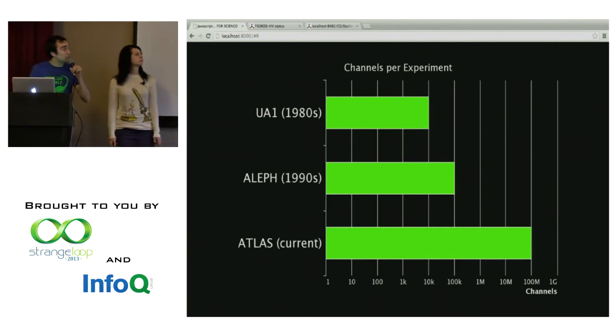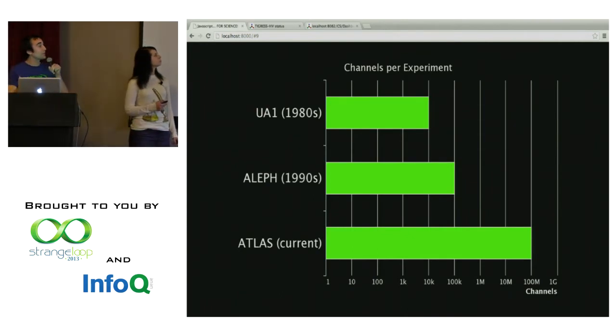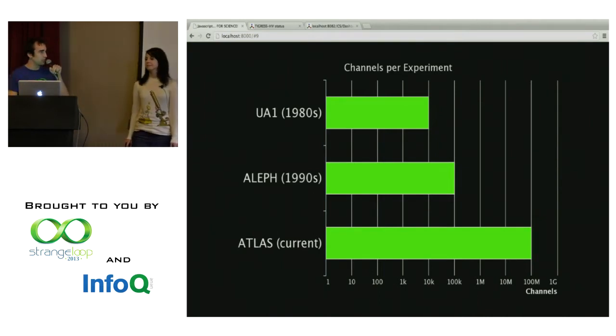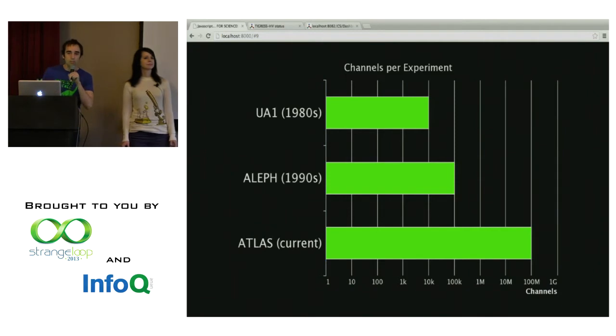What I have here is the number of data collecting sensors per experiment in CERN's big flagship experiments over the past 30 years. So in the early 1980s, we had an experiment called UA1, and there were maybe 10,000 data collecting channels on UA1. Fast forward to today and the Atlas experiment on the Large Hadron Collider, and Atlas has over 100 million data collecting sensors. The scale and complexity of these experiments is skyrocketing. It's grown by 4 orders of magnitude in only 3 experimental iterations.